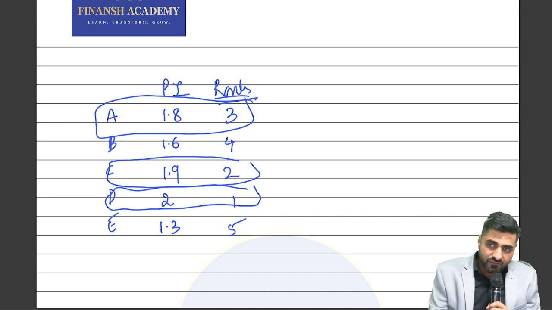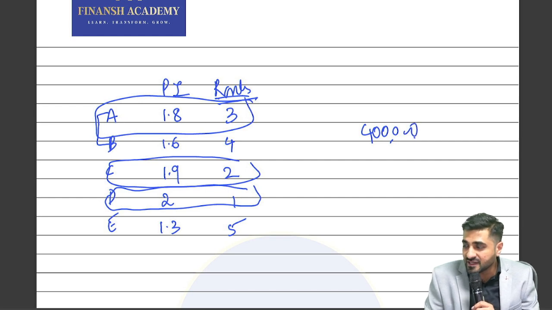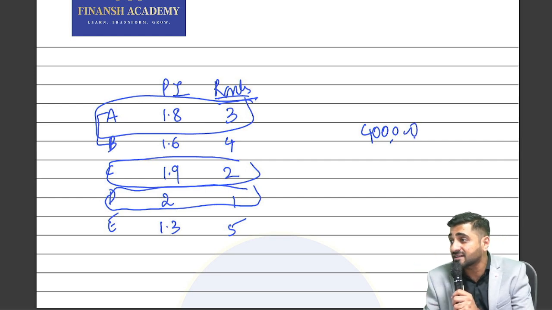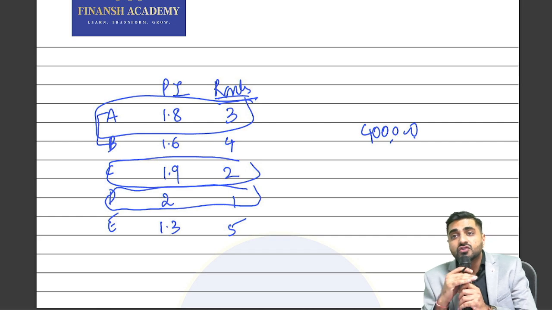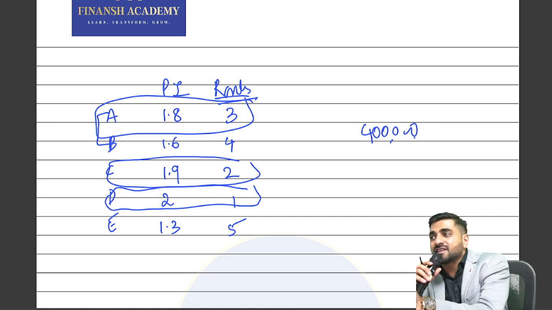Then you will first see what is the combination of A and B. Suppose combination of A and B comes to 4 lakh rupees. Okay, cash outflow 4 lakh rupees. So can I say 4 lakh rupees is less than 5 lakhs? Come on, yes or no? Yes, sir. So we will invest 4 lakh rupees in A and B and check what is the NPV.